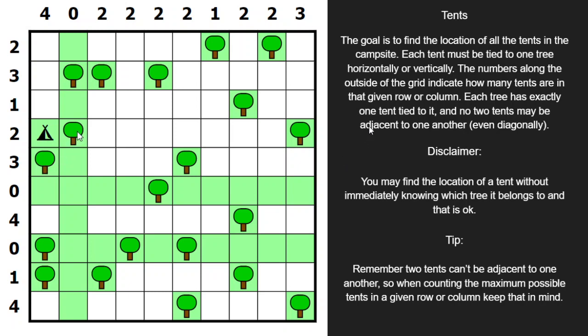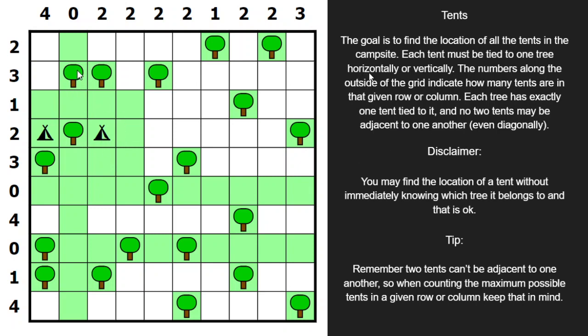So we ask ourselves, what about this tree? This tree needs a tent and can't share this tent. Each tree needs its own tent tied to it. So there's only one cell open for it, so that must be a tent there. And whenever we place a tent, we know all the cells adjacent to it, and that one as well, cannot contain a tent. Tents cannot be next to one another, so we know we could X all those out.